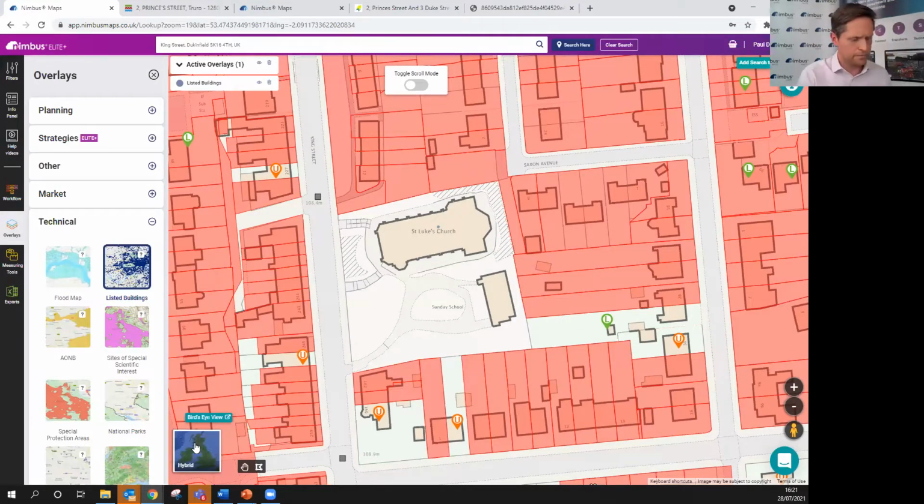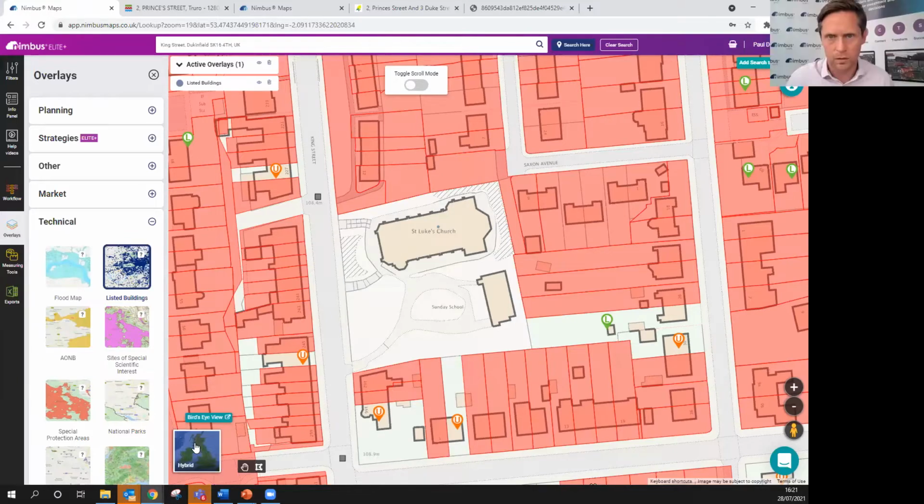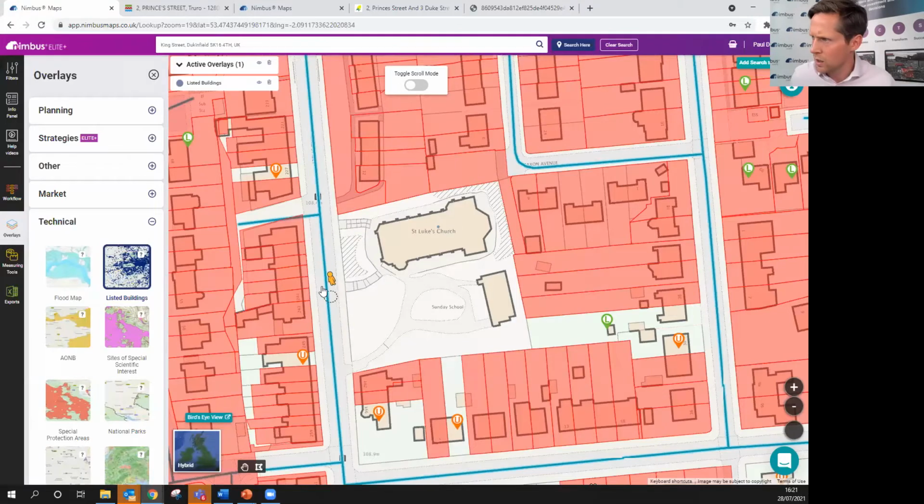Yeah, sure. Also, the edge of the land is quite a rectangle or square. So that strip of land going into it doesn't belong to the church, as you can see. Yeah, you can see that on the map there. Anyway, I'll let you speak.